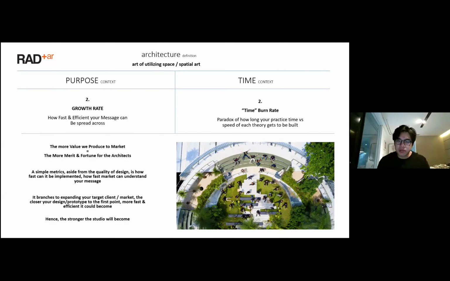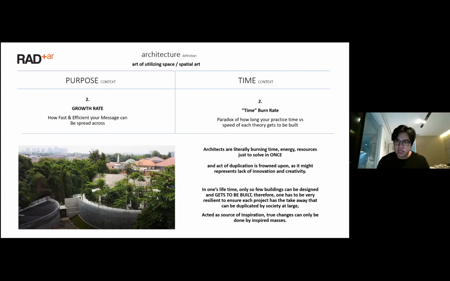And then time burn rate is, actually, we try to do a lot of research for one project, but when it's done, you cannot replicate it, right? Because it's the symbol of, it's like a mockery to architecture. If you think about it, it's kind of weird, right? You study a lot and prepare a lot, just to create one masterpiece. That's it. You cannot replicate it. Right? It's such a waste of time.